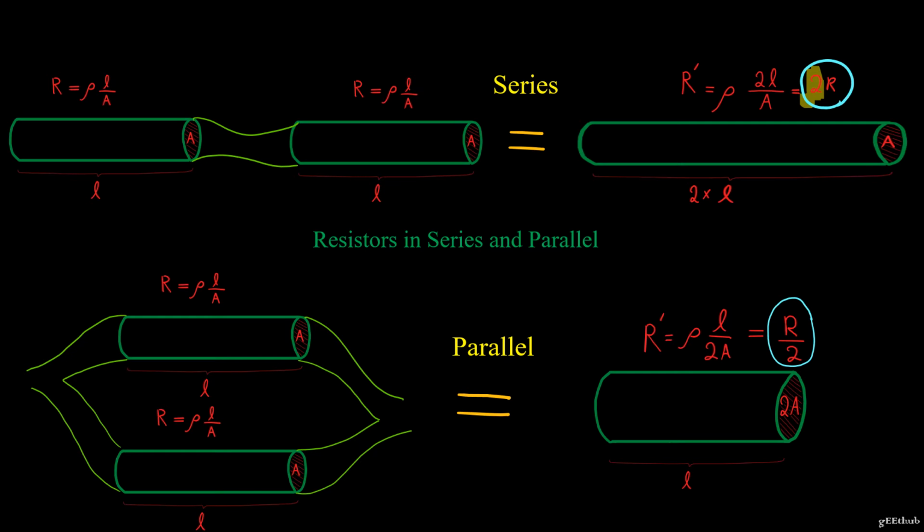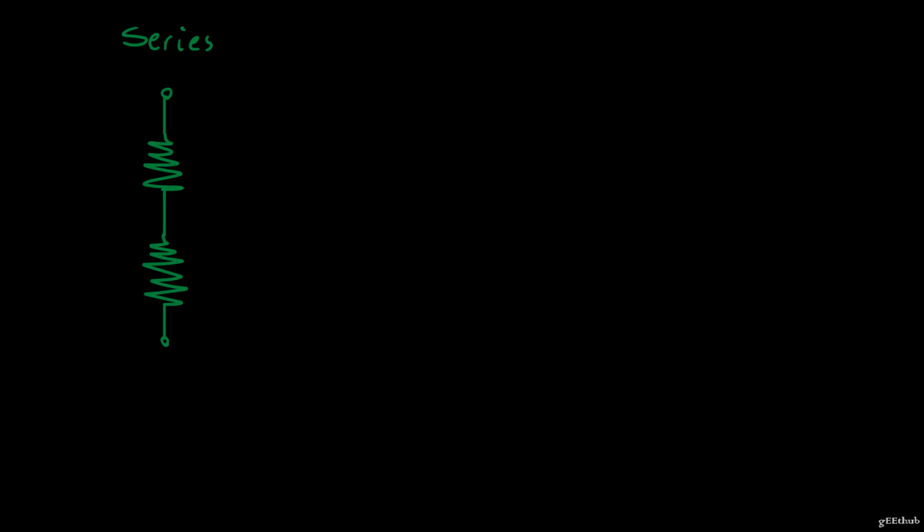Let's now go over resistors in series and parallel. When the term series is used in circuits, it's referring to when two resistors each share one terminal together. So here I have R1 and R2. Our goal here is to calculate what the overall resistance of these two resistors is going to be.